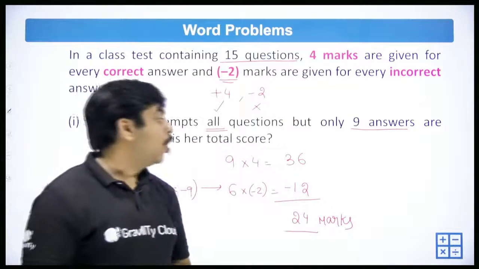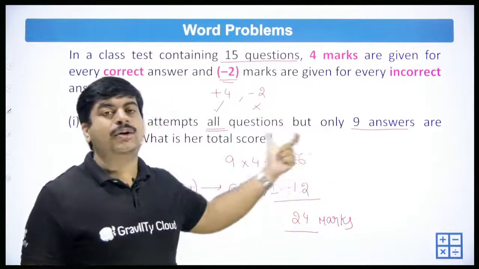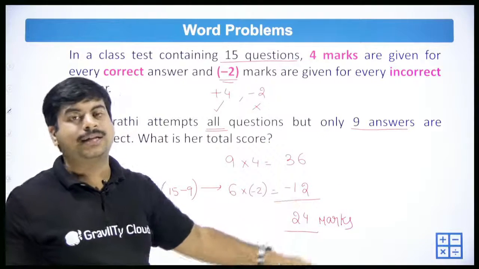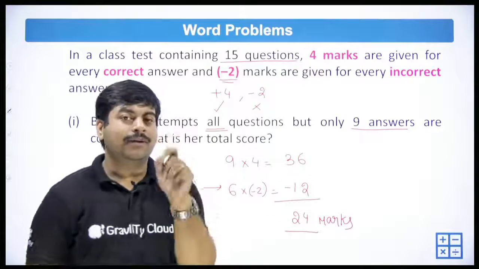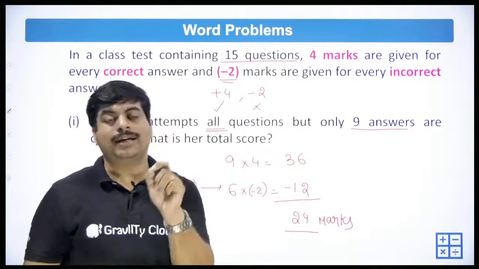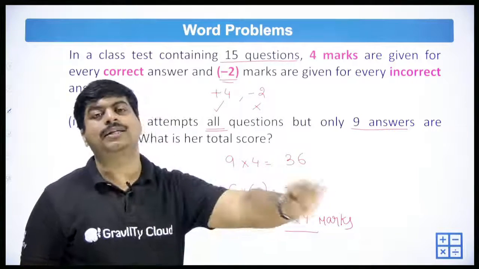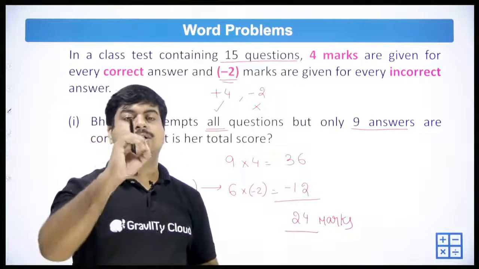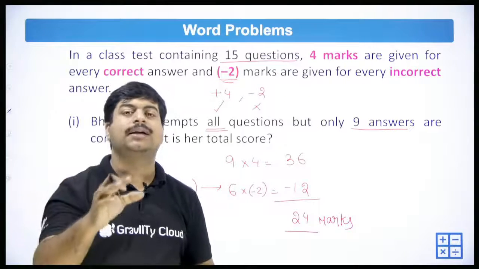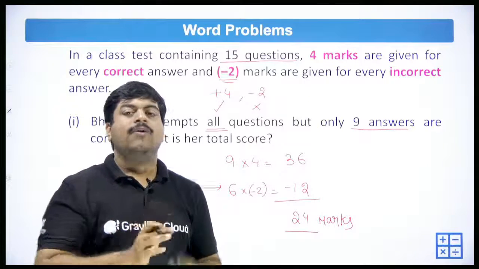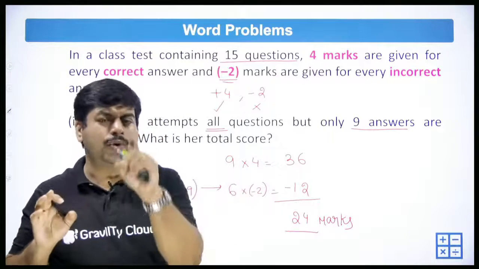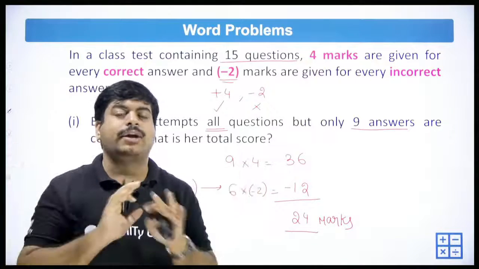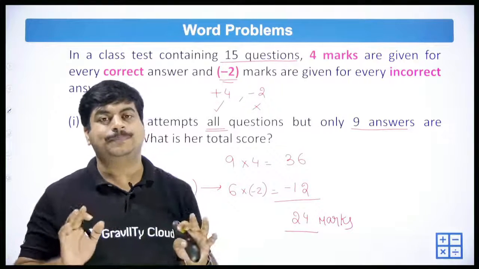Although she got plus 36, due to the incorrect answers, she has fallen to 24 marks, right? So once again, I'm saying, in whichever exam you're having negative marking, please don't attempt the wrong answers which you're not sure of. Only attempt the answers which you are 100% sure of, that means it should be correct. For example, there are 15 questions, and if, let us say, you only know one question, just write one and come out. Don't try to attempt all which you don't know.